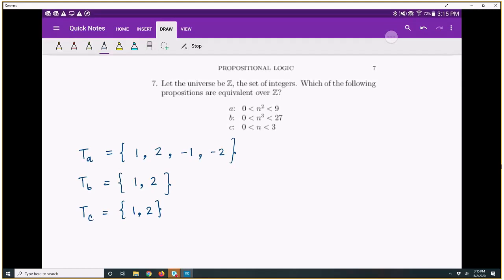So now we are asked which of the following propositions are equivalent. Being equivalent means having the same truth set. So B and C are equivalent over Z.